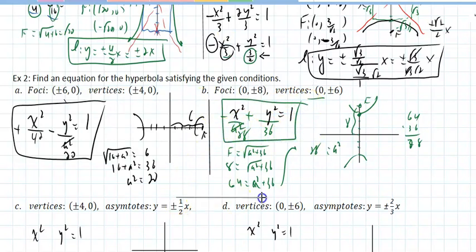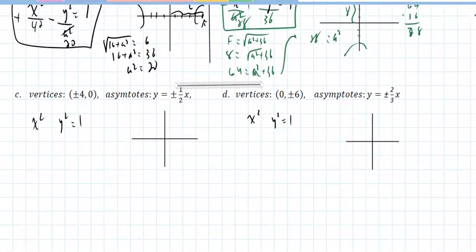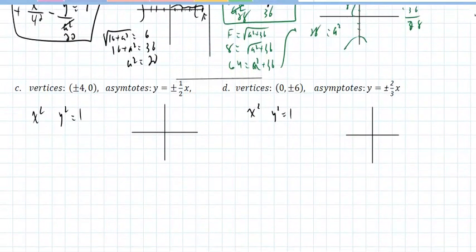That's if they gave me this information. That's what they can do in your homework. And here they're going to give you the equation for the asymptote. I want you to be careful. They say the vertices are at 4, 0. So pay attention. 4, negative 4. So these are the vertices. So this is a negative. This is a positive. 4 squared is 16.